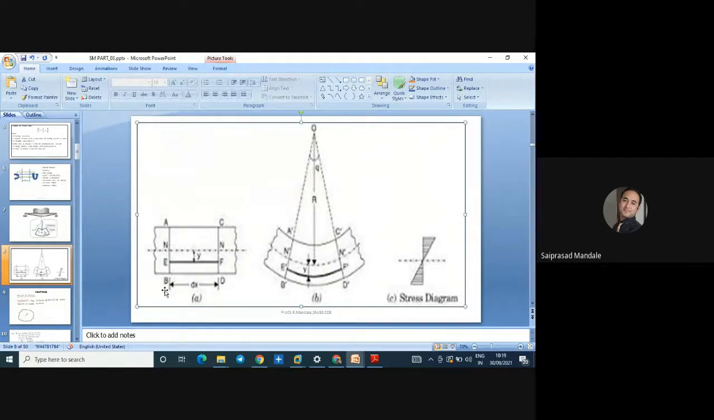Whereas BD is subjected to tension. If you measure BD and B dash D dash, in that case B dash D dash is greater than BD.